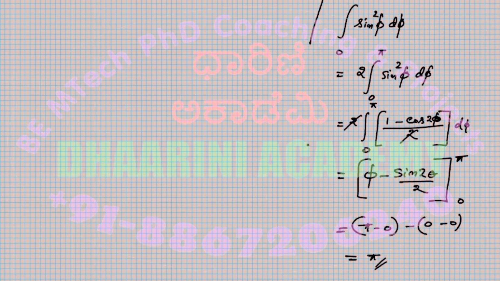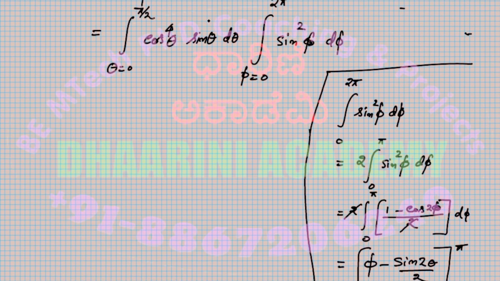We can do it separately and bring it back into the equation. I know that this whole term is pi, so I'll write pi there. So that is equal to pi into the remaining term: the integral from theta equals 0 to pi by 2 of cos to the power 4 theta into sine theta d theta.